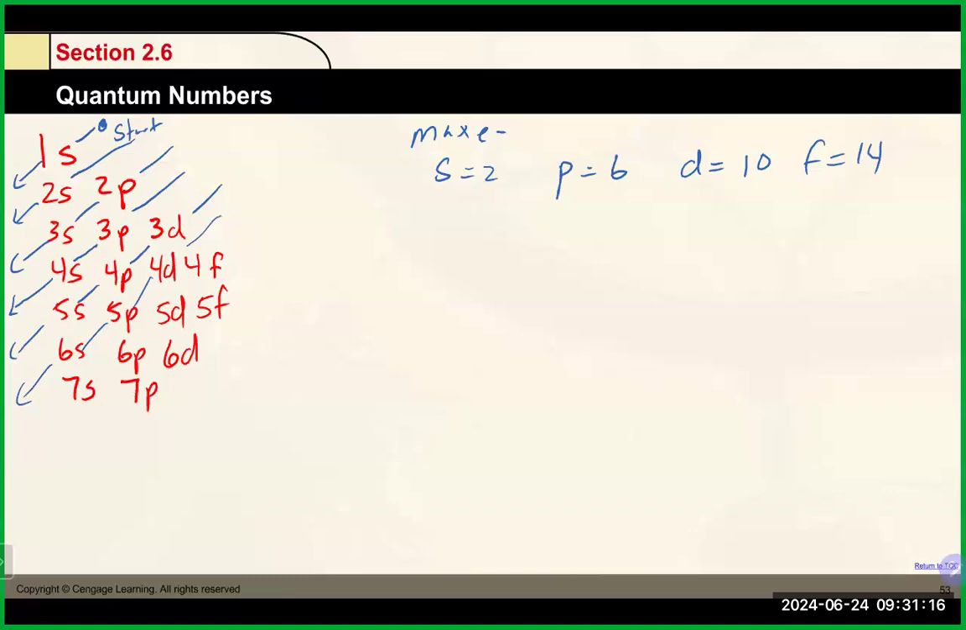So that is where we're going. And since we're out of time, we will do it tomorrow and do some examples.